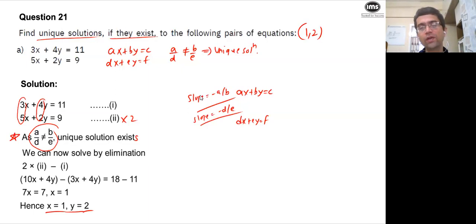So that's why it is important to find out or verify whether a by b is equal to d by e or not. If these two values are equal, I can say that these two lines will never meet. Correct? So it is very easy to find this out.